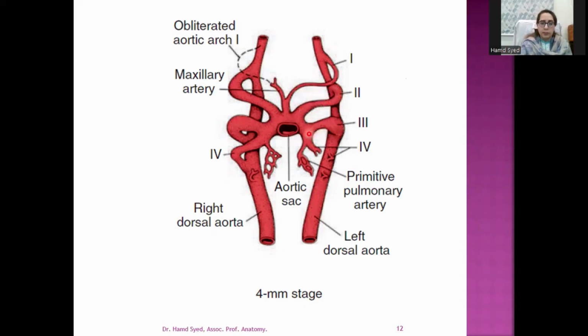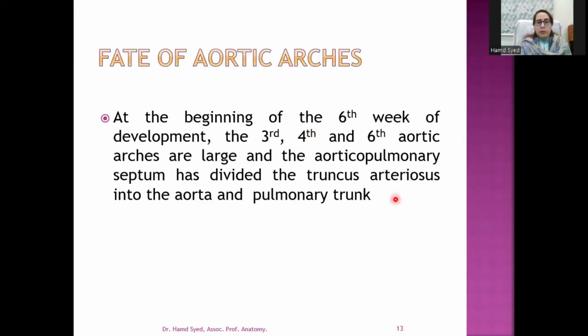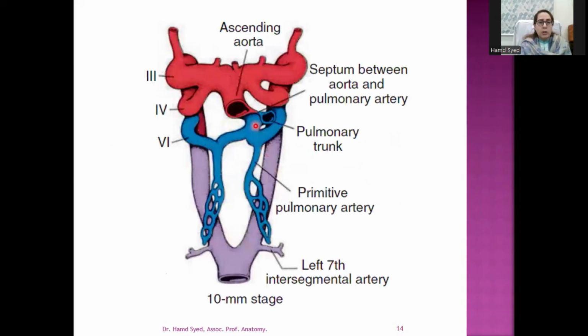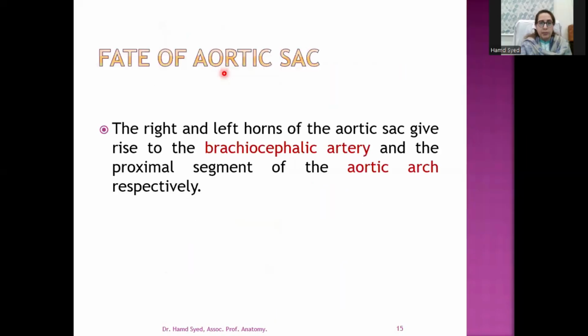Now, at the beginning of the sixth week of development, the third, fourth, and sixth aortic arches are all prominent and large. And the aorticopulmonary septum has divided the truncus arteriosus into aorta and pulmonary trunk. So here you can see, if you look at the region of truncus arteriosus, it has been subdivided into this ascending aorta and pulmonary trunk by the aorticopulmonary septum. Also, we can see over here from the aortic sac are emerging the third and fourth aortic arches, and the third one is the most prominent one at this stage of development.